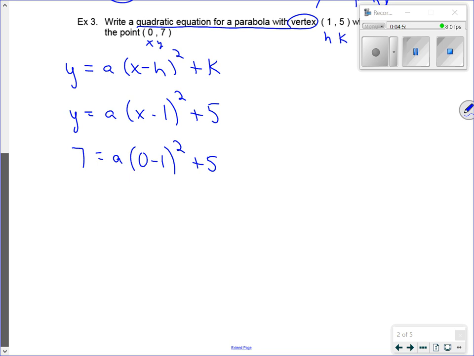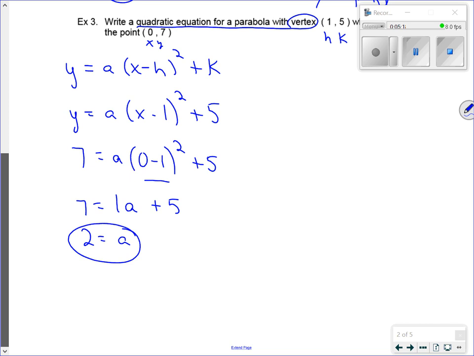Okay, the form, the vertex, the point, and then we're going to solve. So we're going to start with this inside part here. That's -1 squared, which is +1. Put that 1 in front of the A, or leave it all together so that I don't accidentally add the 1 and the 5. Subtract 5 from both sides, and that gives me the A value. A is equal to 2.